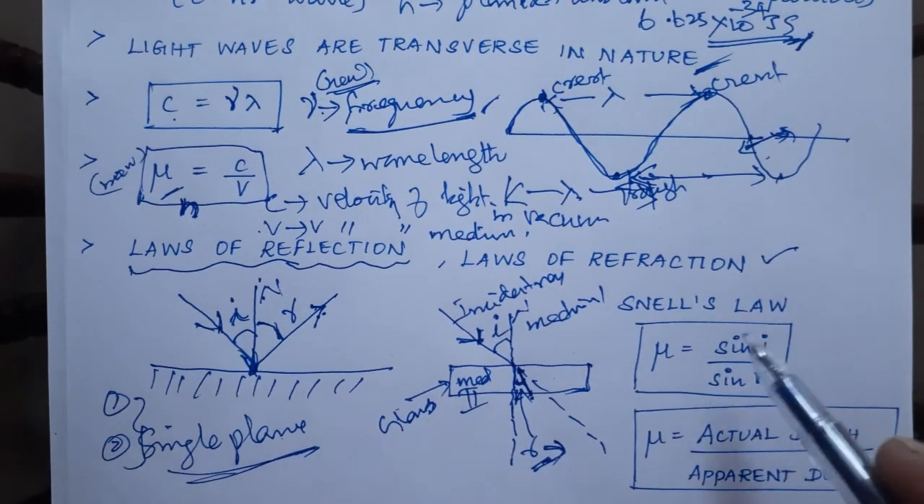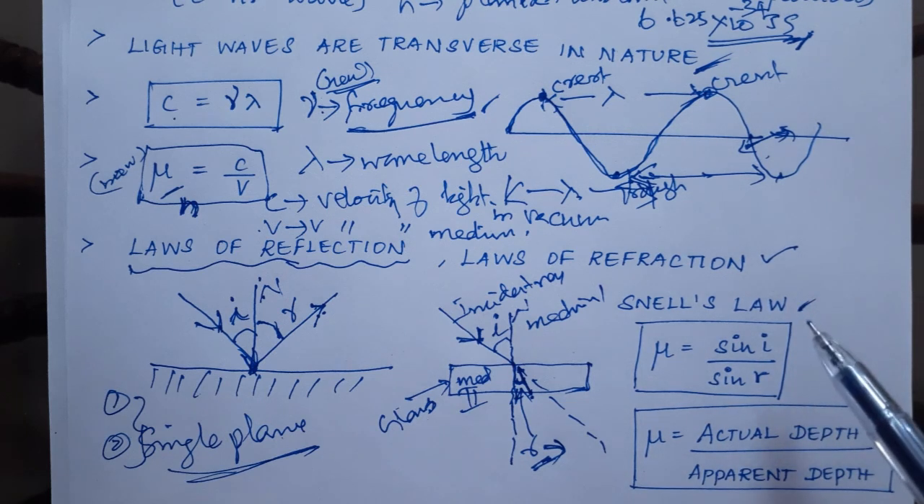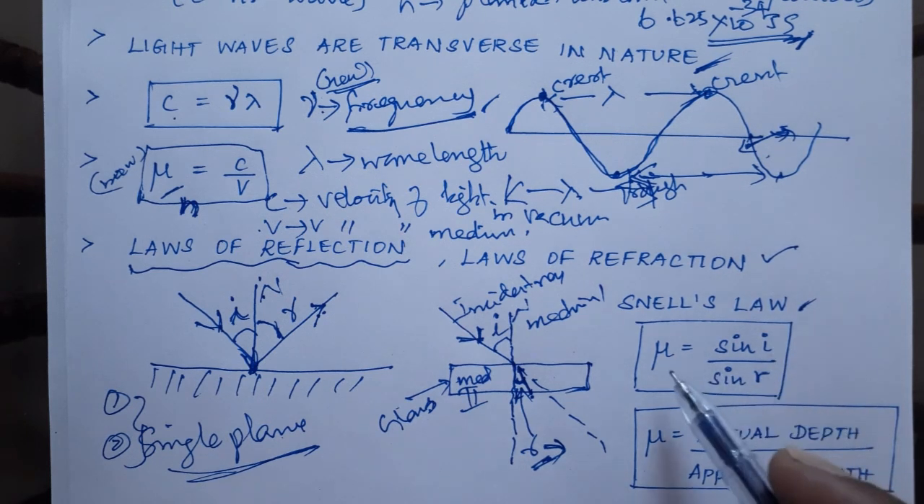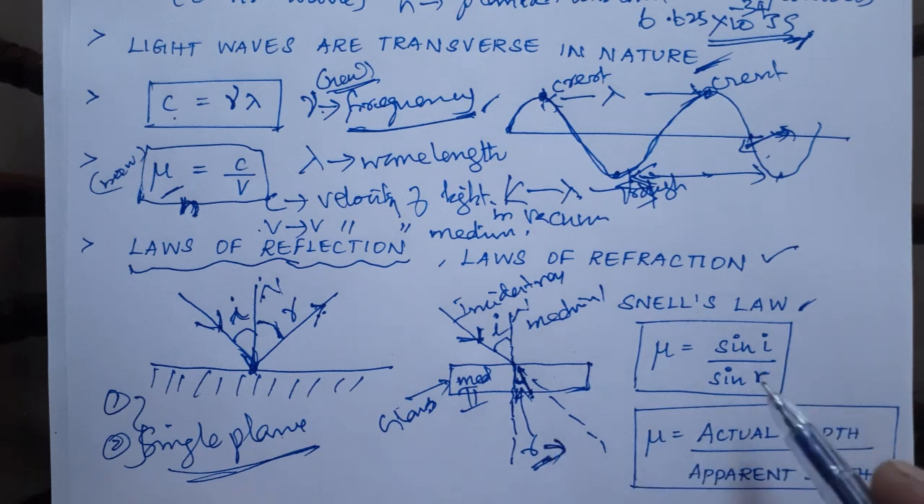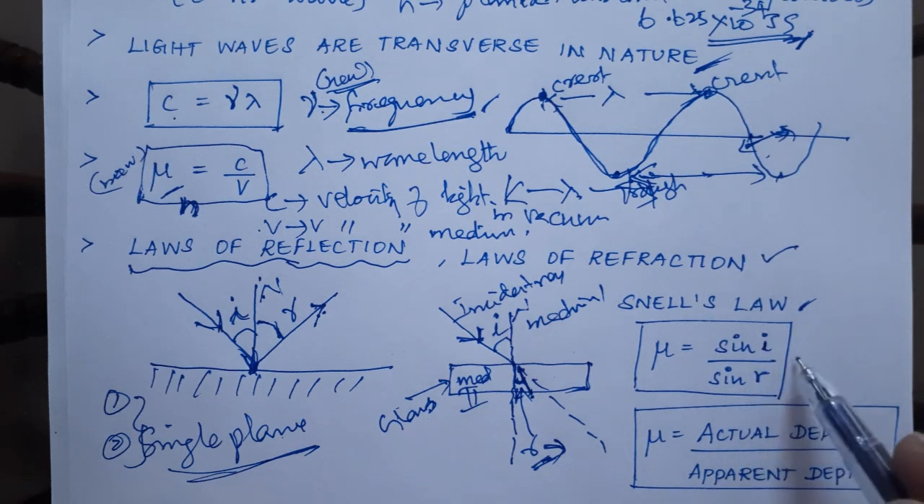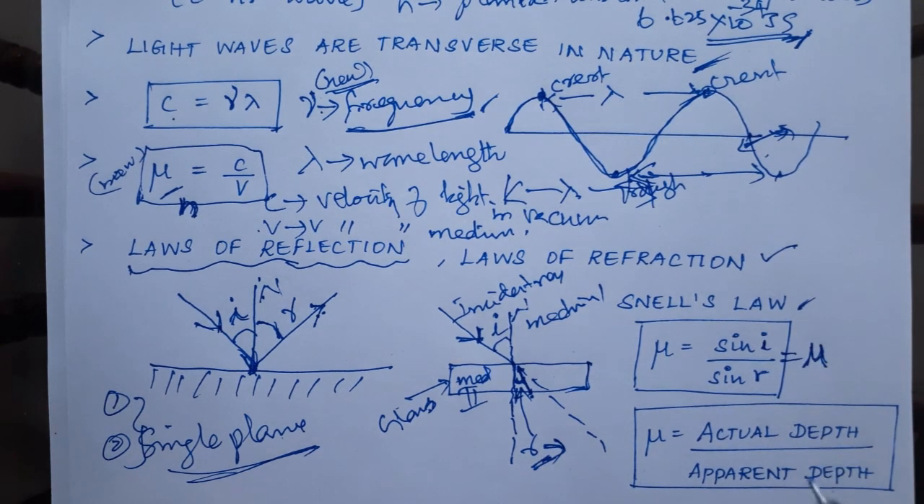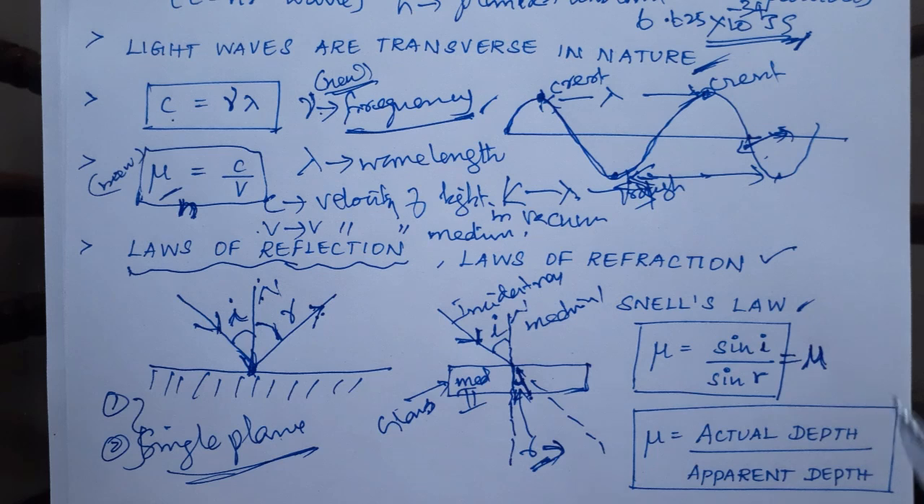Another famous law of refraction is Snell's law. Snell's law states that whenever light passes from one medium to another medium, the ratio of the sine of the angle of incidence and the sine of the angle of refraction is always equal to a constant. That constant is known as the refractive index of the second medium. We call it mu2 1 or mu2 by mu1.